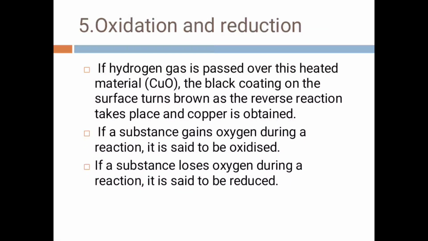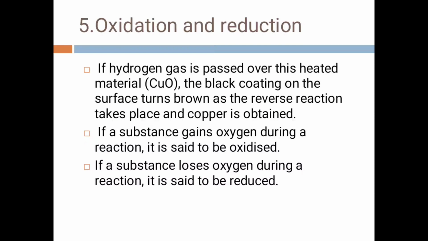Another type of chemical reaction is oxidation and reduction reactions. Now, when is a substance said to be oxidized, or when is a substance said to be reduced? Now, if a substance gains oxygen, it is said to be oxidized, and if a substance loses oxygen during a reaction, it is said to be reduced. Okay, now let us consider an example.